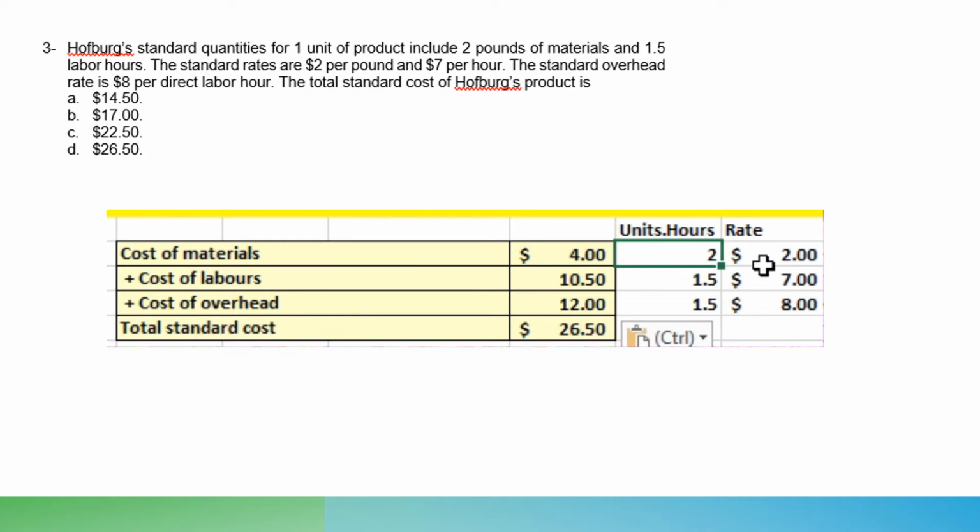If we go through the math and calculate the units times the rate, so we have 2 pounds times $2 per unit is $4 cost of material. 1.5 hours times $7 per hour is $10.50 for labor costs. 1.5 hours times the $8 per hour of overhead equals a $12 cost of overhead. So our standard cost in this situation would be $26.50.